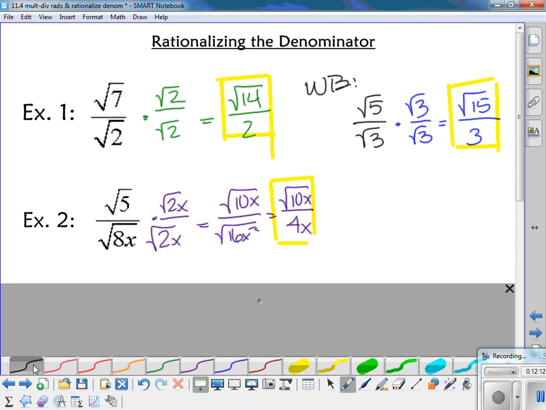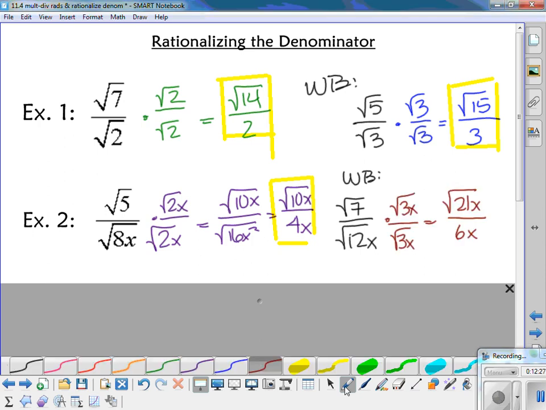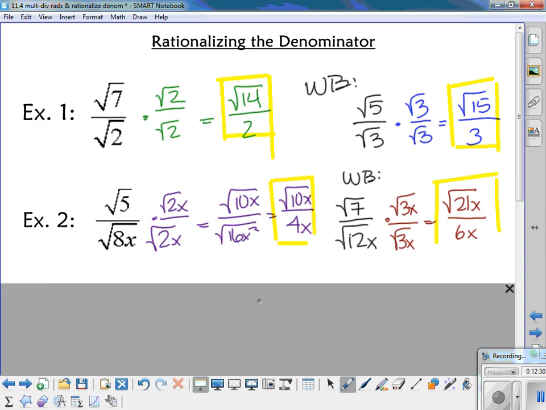Okay, so on your whiteboards, the square root of 7 over the square root of 12x. Okay, so we got the square root of 21x over 6x. How come I can't cross those x's out? Because one's under the radical and one is not. So you can't reduce those x's like that. The x's, when they're not both under the radical, you can't reduce it, okay?